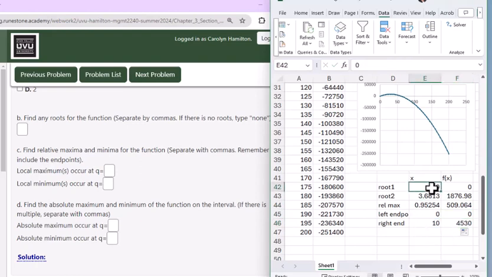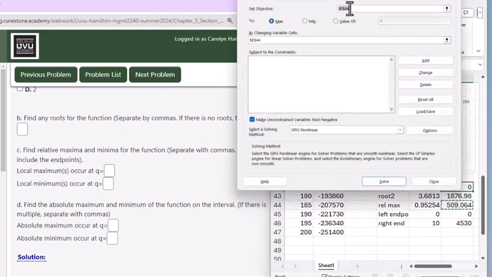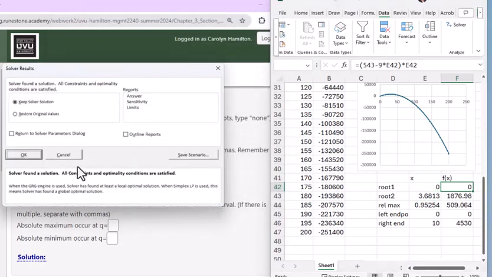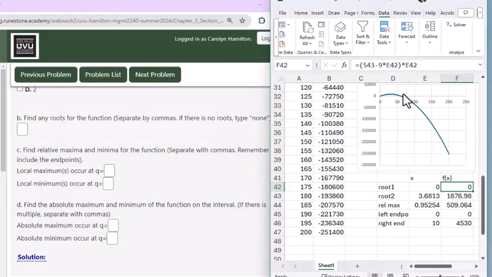Okay, my first root, I think it's at 0, but let's do the solver on it. Set my objective cell. See how it's keeping the instructions from the last time I used solver. So click on your new objective cell to a value of 0 by changing, and I'm going to highlight this and click on the X and solve. Looks like it was 0. My second root, that's 50. That's 100. So maybe at 70-ish.